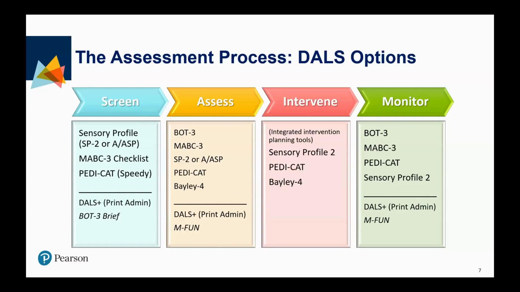And then finally, you'll see several of our tools mentioned again as progress monitoring tools. So the PDCAT and Sensory Profile are great tools for progress monitoring, and the MABC checklist makes for a great progress monitoring tool as well. M-FUN has some progress scores to help you measure outcomes and track improvement. And the new BOT-3 has GSV scores, or growth scale values, and that's a great way to progress monitor and see how a student is showing growth and making progress over time.